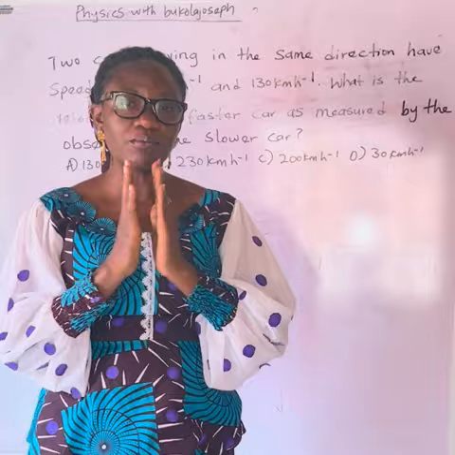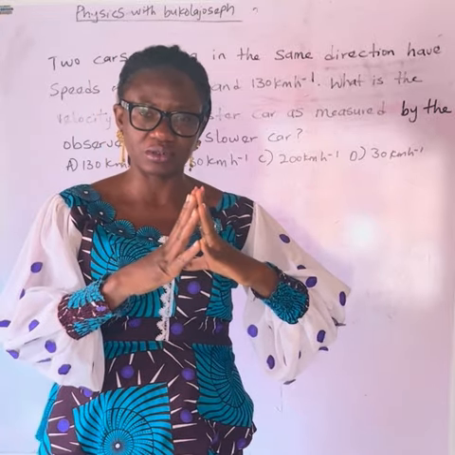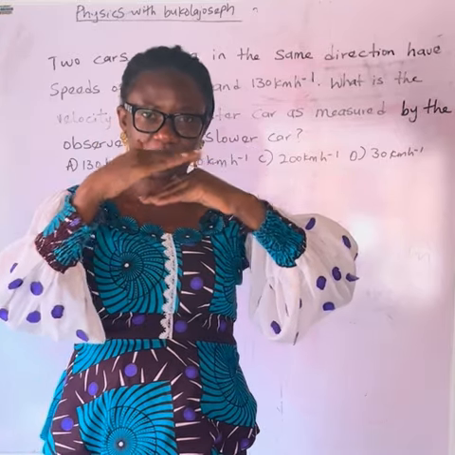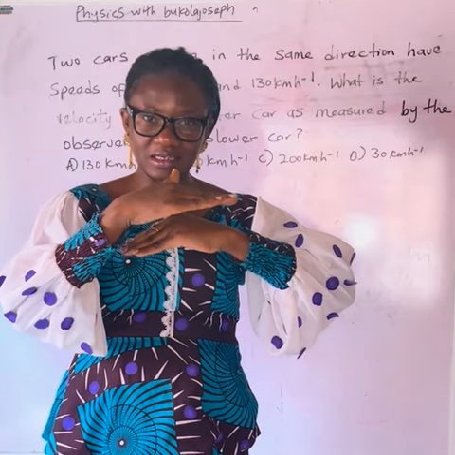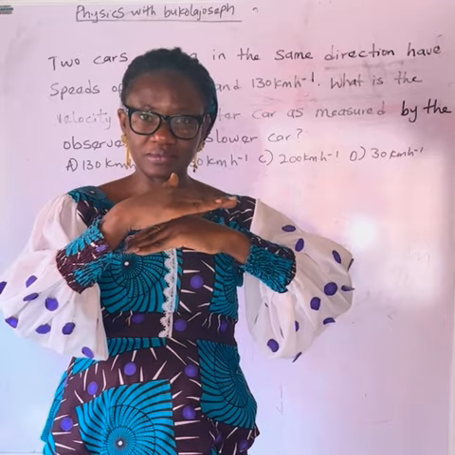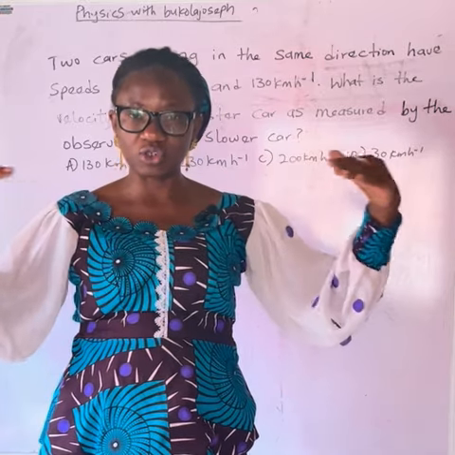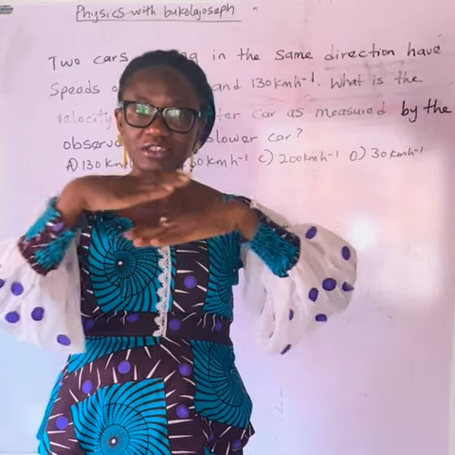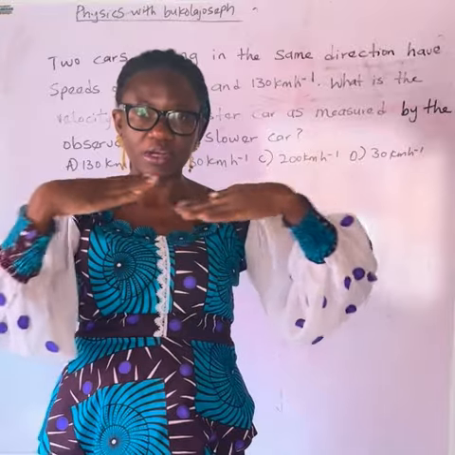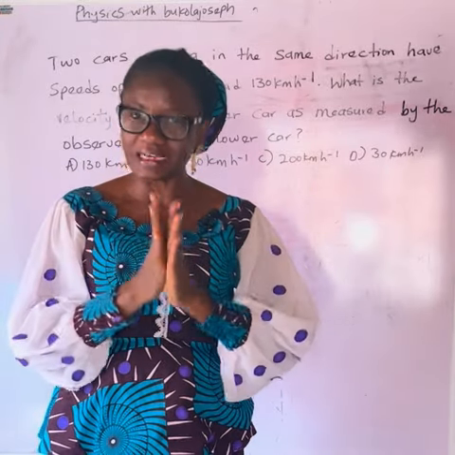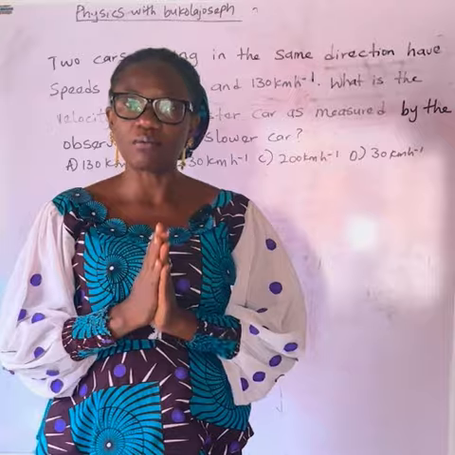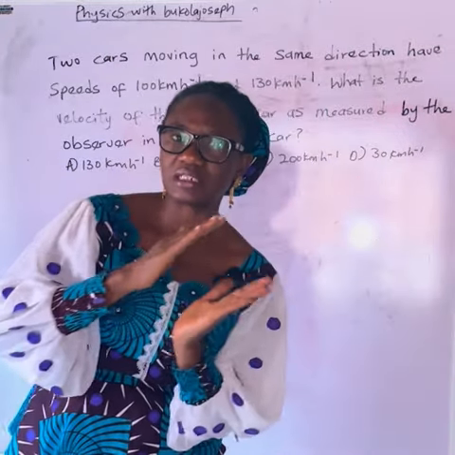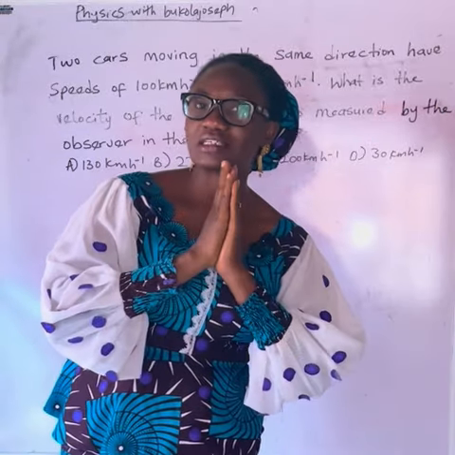the two bodies are moving in the same direction, either this way, or if they are moving like this, it is opposite. And if they are moving away from each other, it is opposite direction. So if it is in opposite direction, either moving towards each other or moving away from each other, you add the speed. And if the two bodies are moving in the same direction, you subtract the speed.